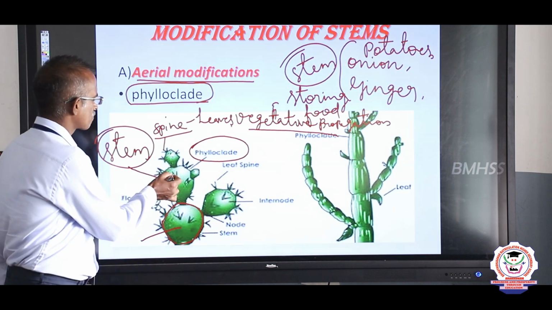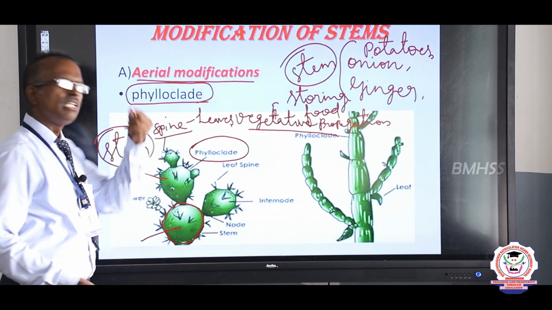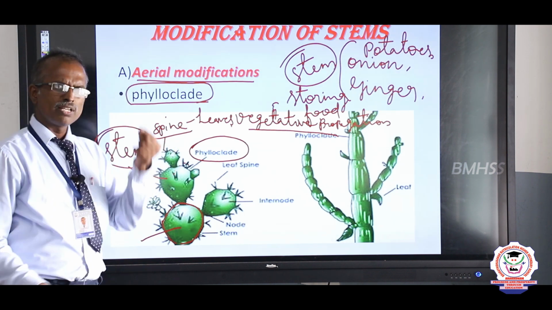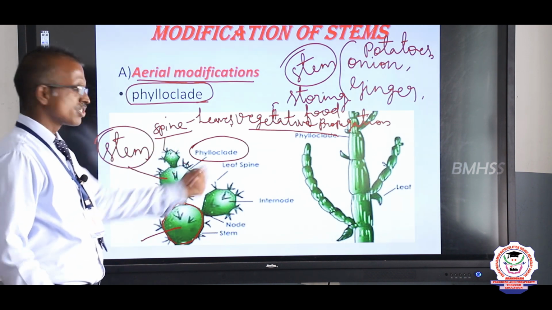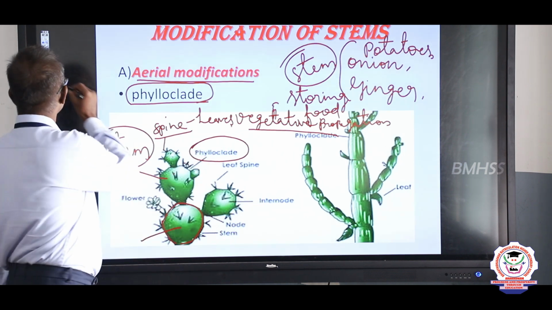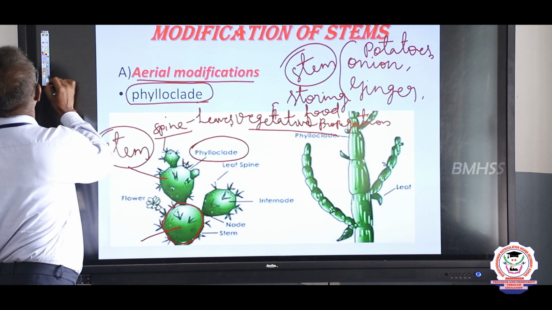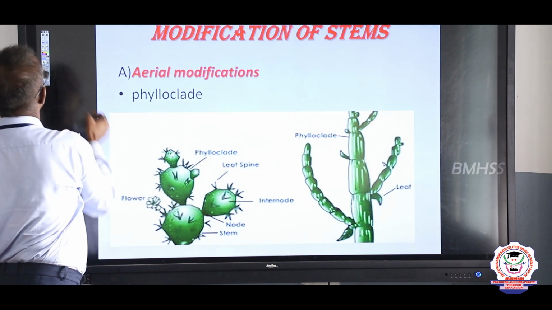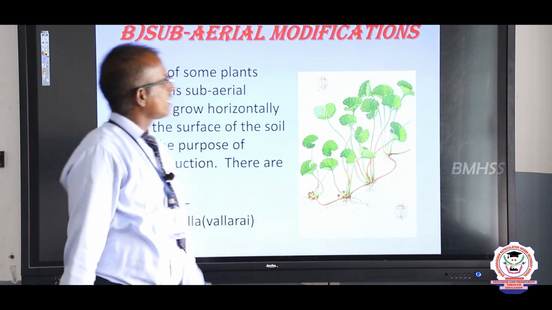The spine is nothing but leaves modified into very small minute structures called spines, which prevent evaporation. Now we go for the next part, subaerial modification.